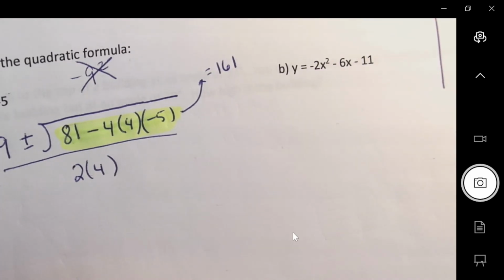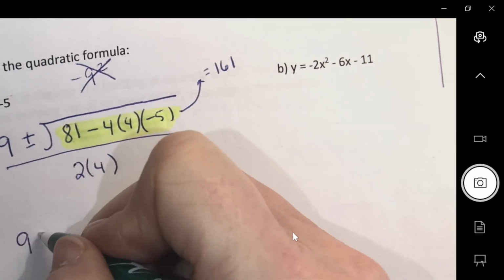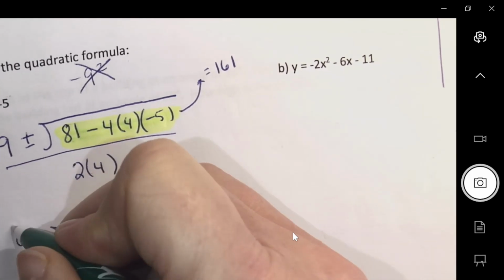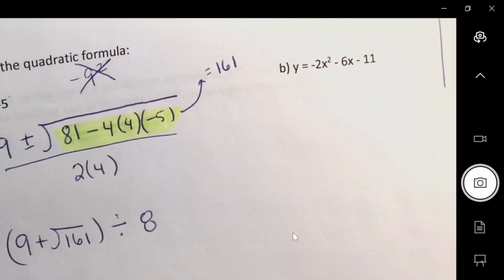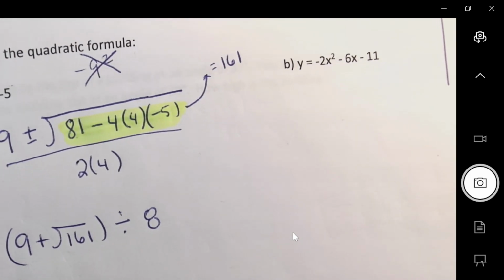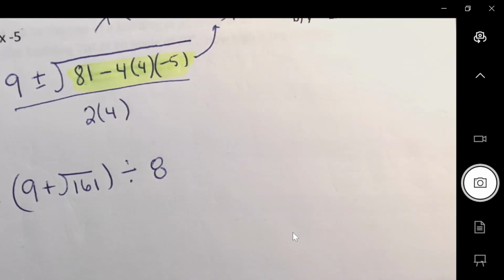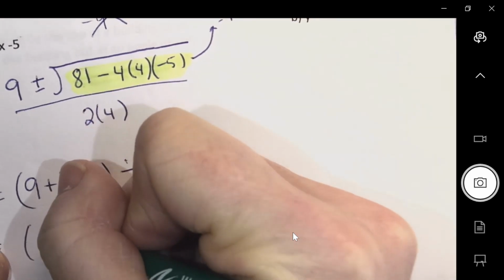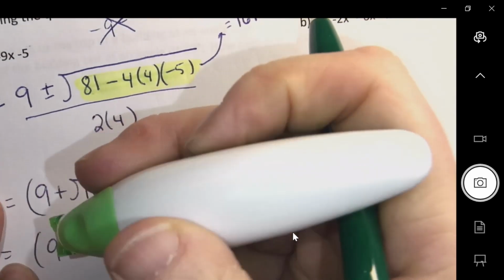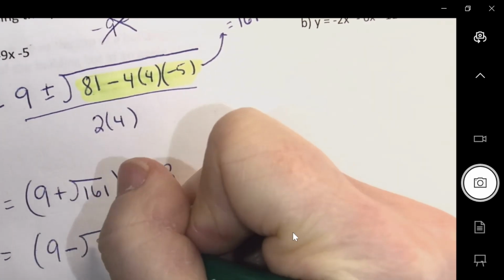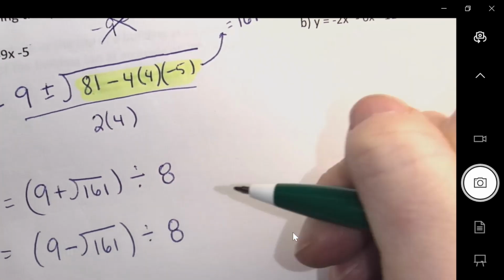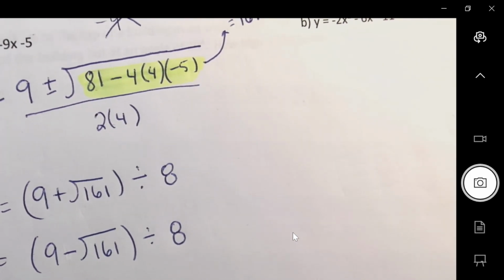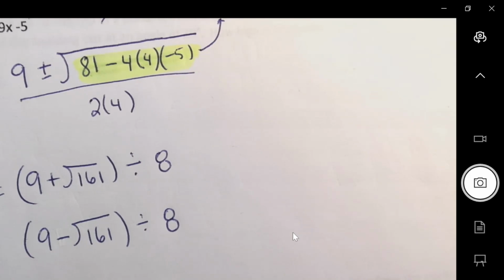Mackenzie, just grab. 9 plus root 161 divided by 8. Okay? That's how I'm going to type it into my calculator, and it's got brackets on it. 9 plus root 161 divided by 8, and then I'm going to retype with a minus sign. Okay? This is a very calculator-based question, so make sure you are doing your steps right.